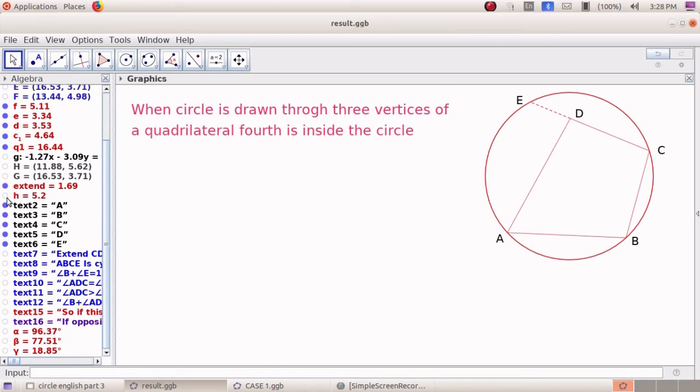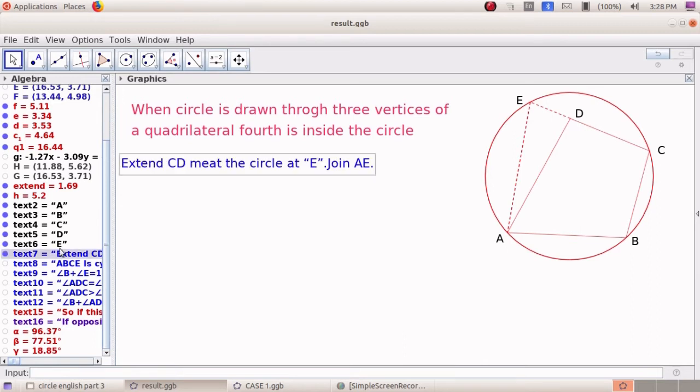Let us write the steps that we have done. Here we have extended CD, where it meets the circle is named E, and AE is joined. Let us write those things.